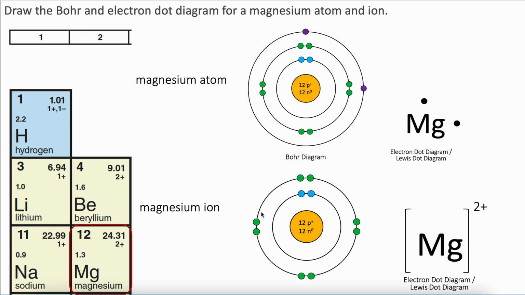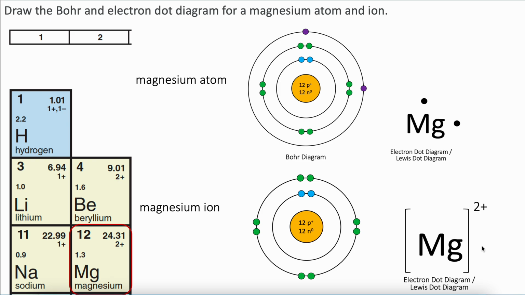Here we have a full valence shell. There's 8 electrons, but now we don't have an equal number of protons and electrons. We still have those 12 protons that are in the nucleus, but we only have 10 electrons in those shells. So we have a positive 12 charge and a negative 10 charge, so a difference of positive 2.